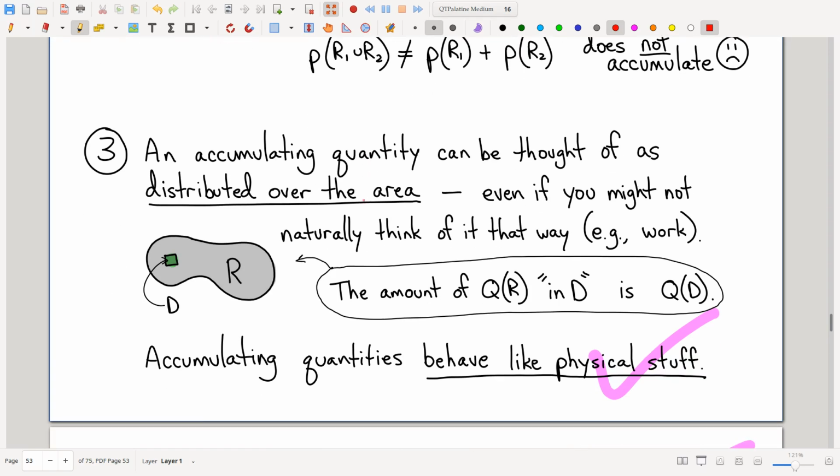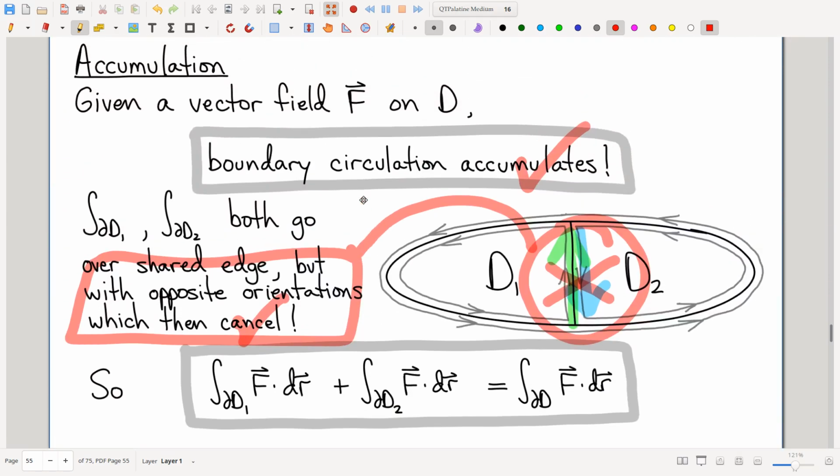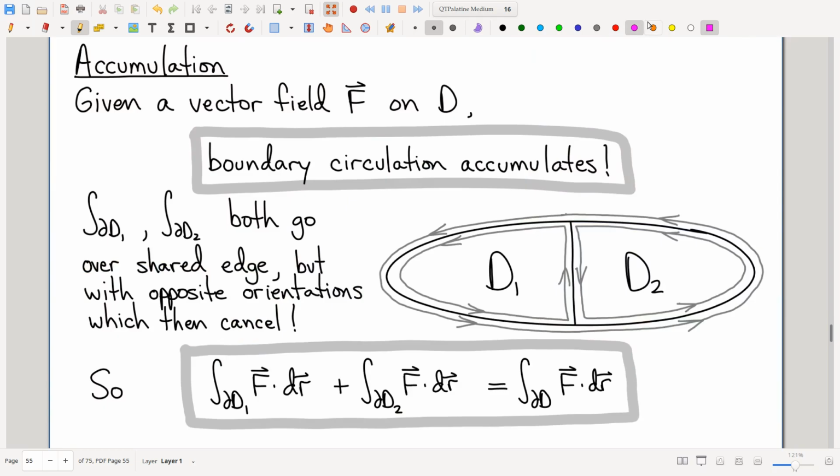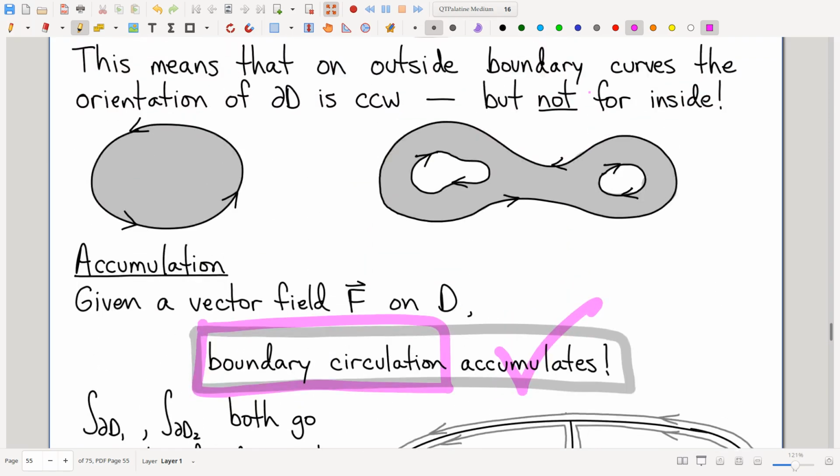But whether it's something physical, whether it's an actual stuff or not, doesn't really matter. What matters is whether the whole is the sum of the parts, and this has that feature. So this is where the money is made right here. Boundary circulation, weird to think though it is, is an accumulating quantity. So instead, like partial D1. Okay, that's just a notation for boundary, sorry.